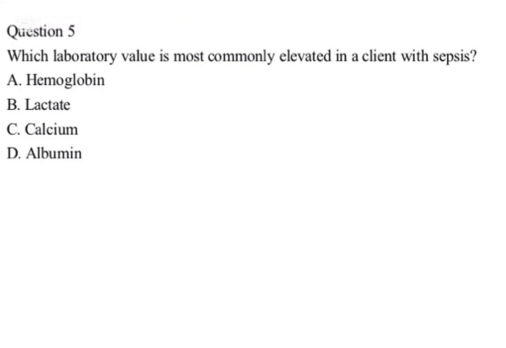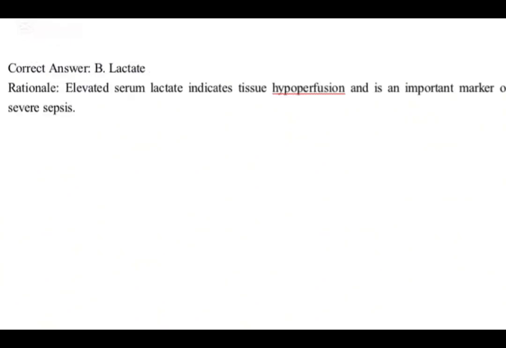Question 5. Which laboratory value is most commonly elevated in a client with sepsis? A. Hemoglobin. B. Lactate. C. Calcium. D. Albumin. Correct answer, B. Lactate. Rationale: elevated serum lactate indicates tissue hypoperfusion and is an important marker of severe sepsis.